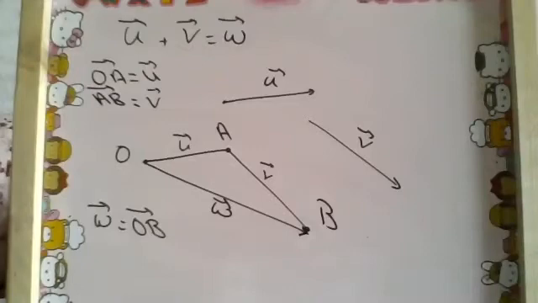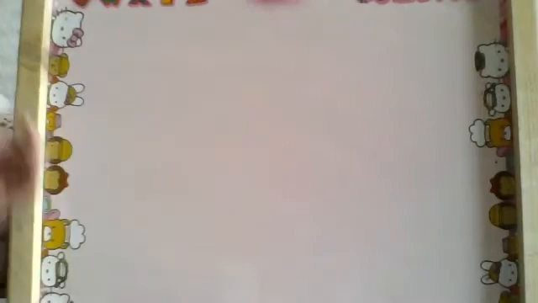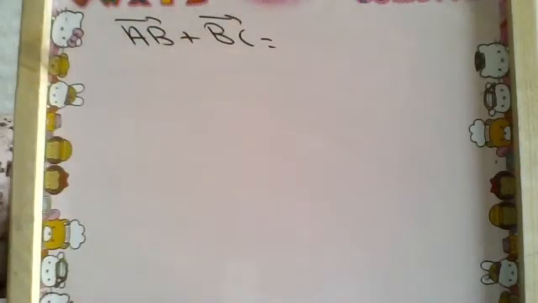Now, the Chasles relation says the following. In case you have vector AB plus vector BC, what will be the answer? You are adding two vectors, AB.